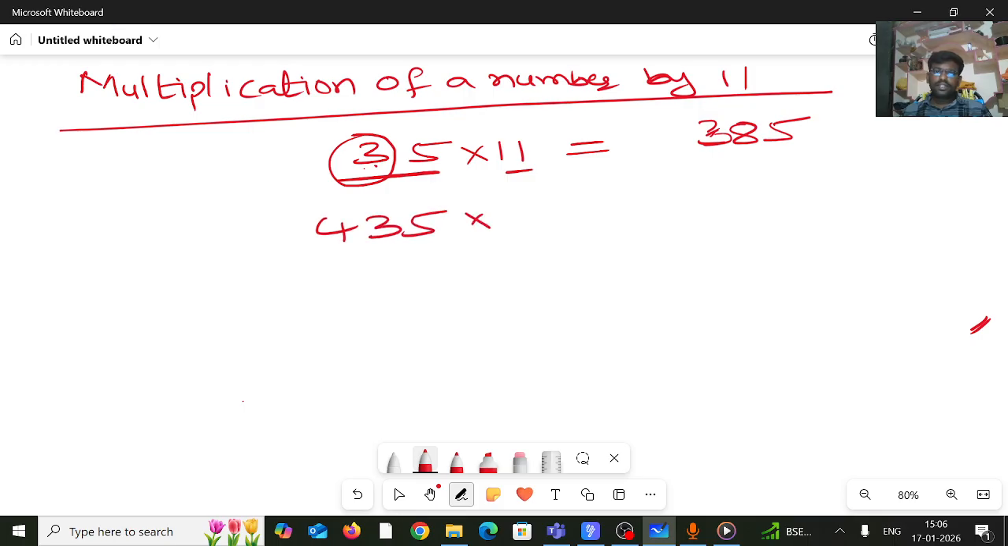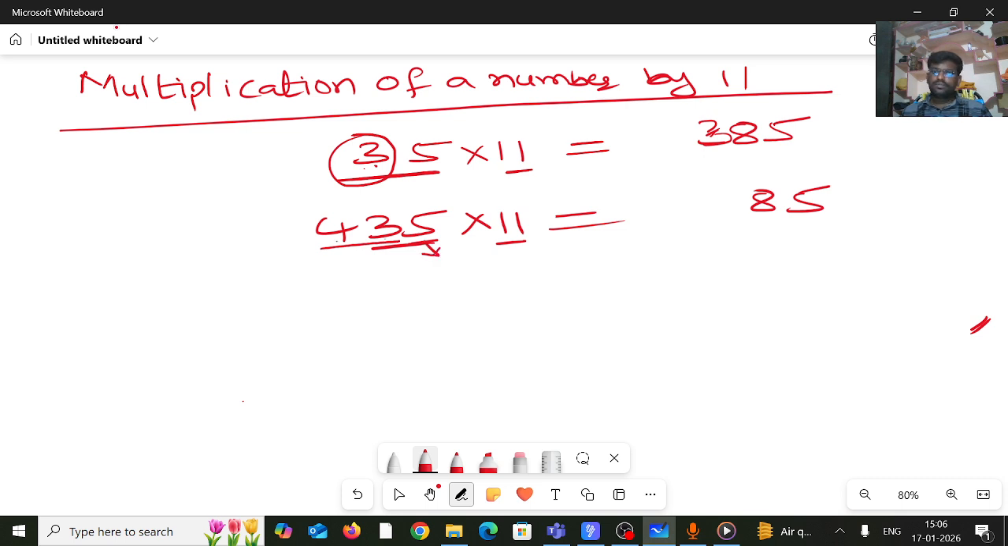435 multiplied by 11, directly. How many digits are there? 2. We have to move 2 steps here. First write down 5, and again 5 plus 3, 8, and we have completed two digits. Two ones only there, right? We have completed two digits here, and we will move to the left side. We will go for another two digits. We will leave 5 here.